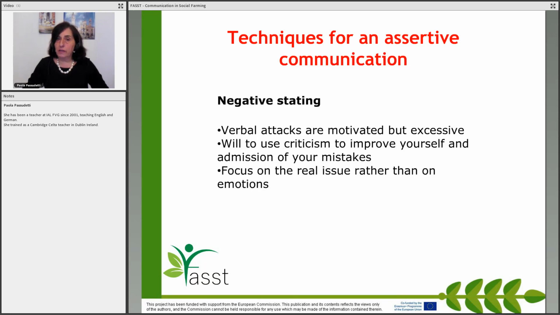Let's come to negative stating. In negative statings, verbal attacks are motivated but excessive. There's a will to use criticism to improve yourself, and usually mistakes are admitted. You should focus on the real issue rather than only on emotions.